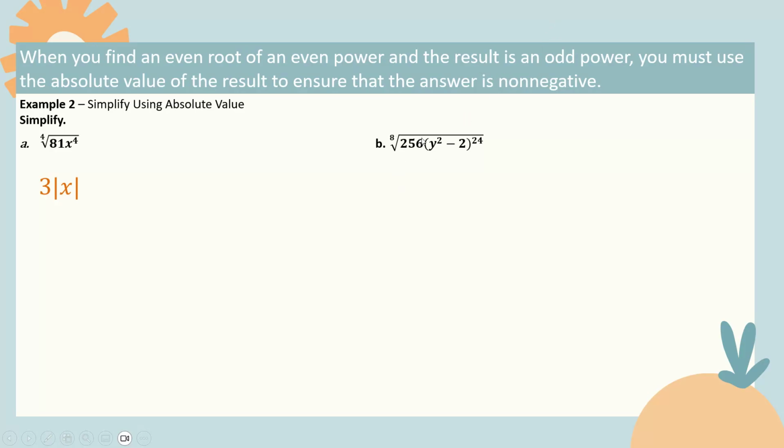All right, and then for part B, I would just type into my calculator. If you don't know what number times itself 8 times equals 256, you can kind of guess and check, but it is 2. And then for taking the 8th root of a power of 24, we just take 24 divided by 8, and that gives us 3.